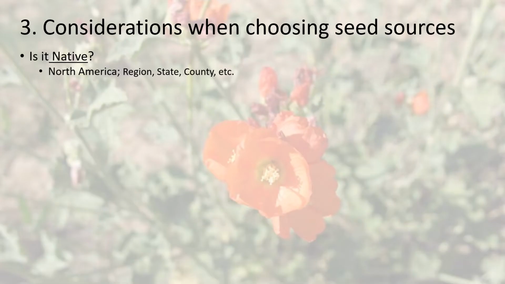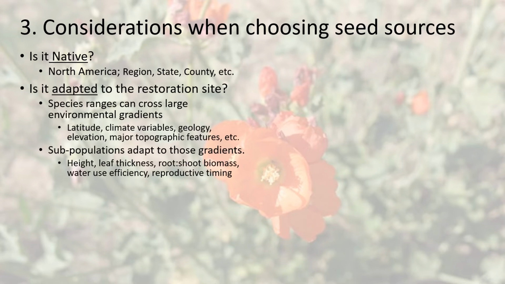When choosing a seed source for a restoration project, first, make sure it's native, at least from this continent, if not somewhere closer to home. Why does that matter? Well, because even though a species can have a very large range, different subpopulations in the species may be adapted to different environmental gradients and pressures, and those adaptations may show up in subpopulation differences.